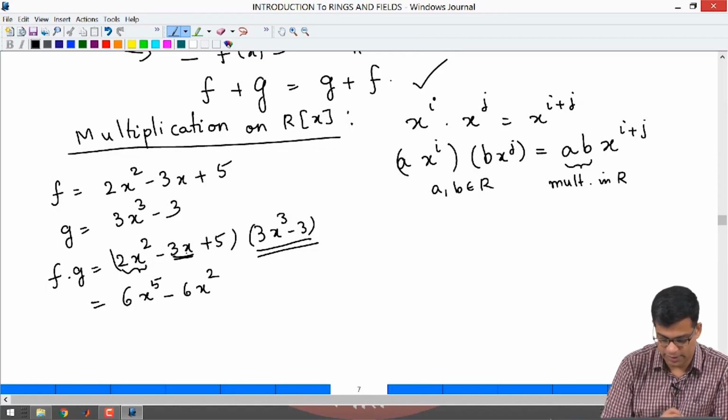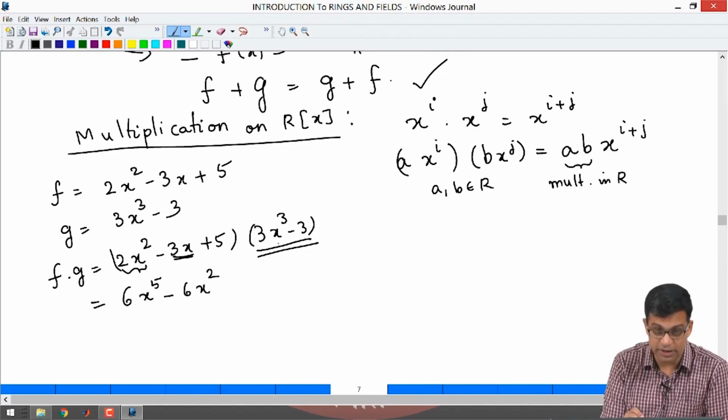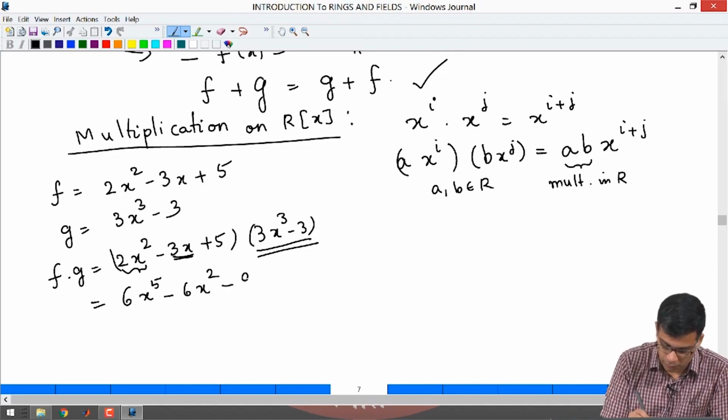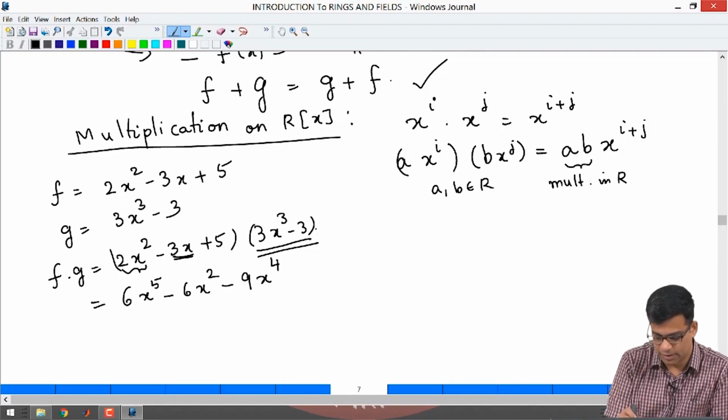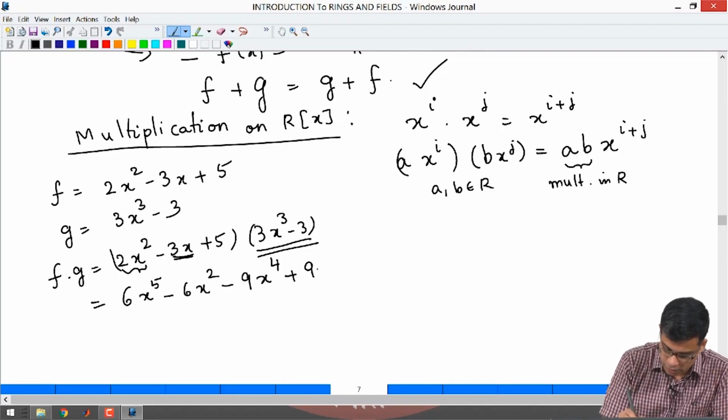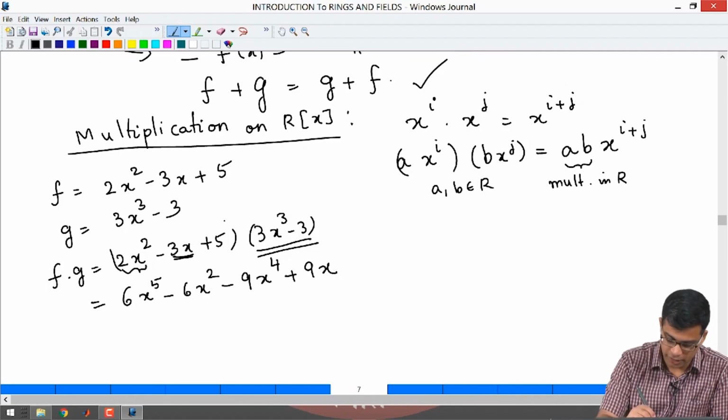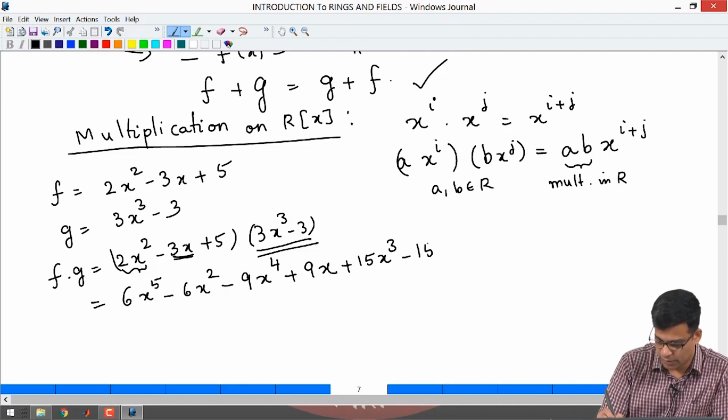Next I look at 3x. So, minus 3x times 3x cubed will give me minus 9x to the 4th, and then minus 3x times minus 3 will give me 9x, and finally I have 5 times 3x cubed. So, that is 15x cubed, and minus 5 times minus 3 is minus 15.